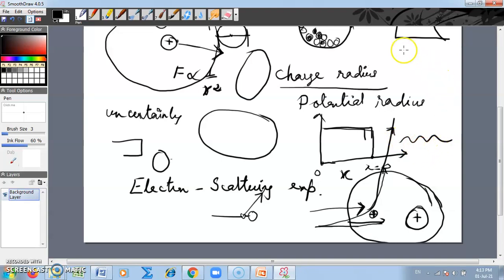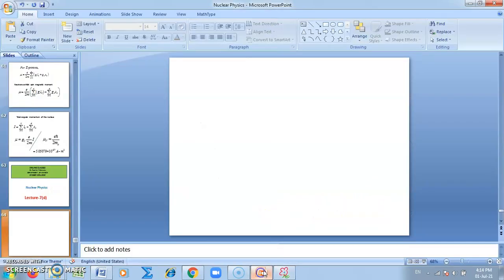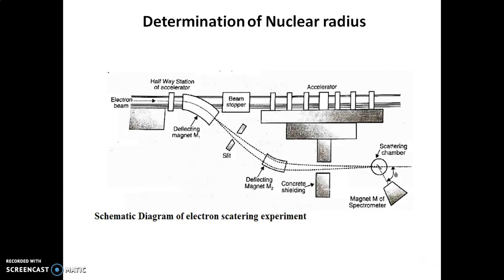So here comes in the quantum wave theory. We have quite some complex mathematics involved, which is beyond the scope of your syllabus in BSc, but still I'll try to give you an idea of what it is. So we will look at the experimental method which was done at Stanford University, United States of America.